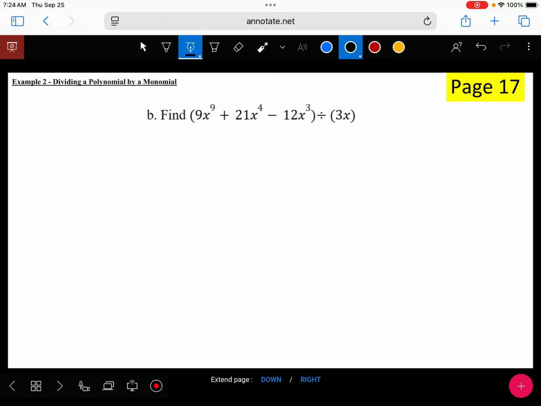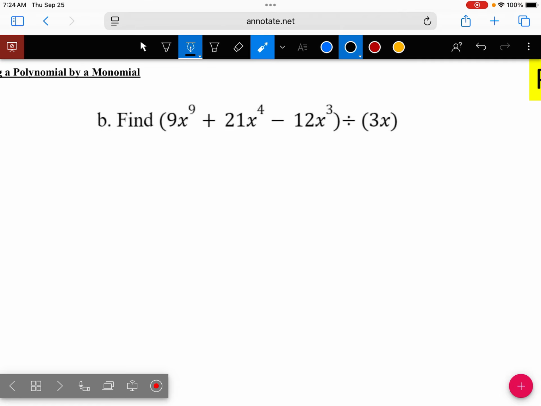All right, let's do our next one here. Again, this is just one term. There isn't a plus or a minus sign separating that 3 and x, so that makes it one term. So go ahead and divide each one by 3x. So again, you're dividing the numbers, but subtracting your exponents. Divide the numbers, subtract the exponents.